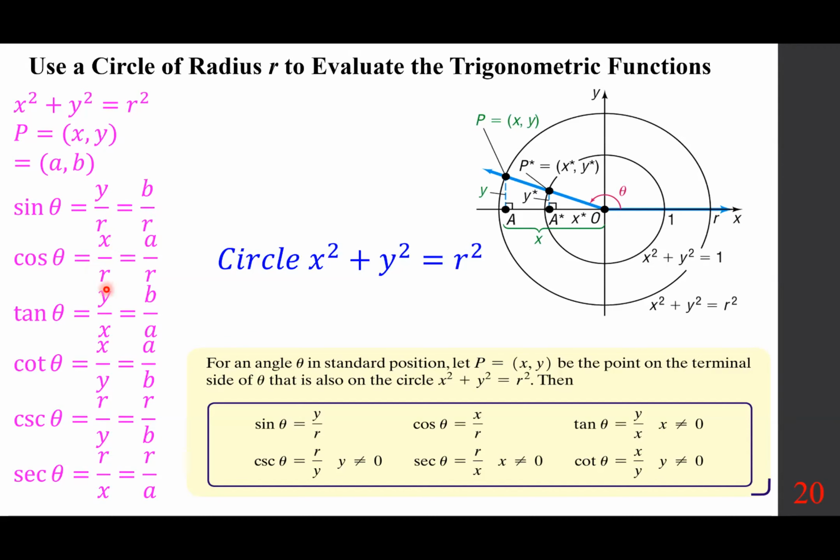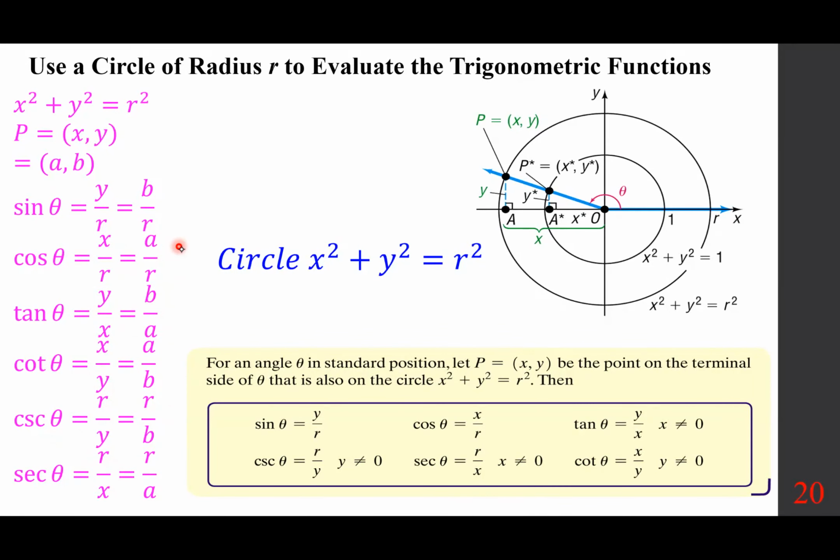Cosine is x over r or a over r. Tangent doesn't change, y over x or b over a. Cotangent is the reciprocal of that, a over b. Cosecant is r over y or r over b, and secant is r over x or r over a. So as usual, as long as you have sine and cosine, pretty much you're ready to write the rest of them. It's really not that big of a deal.